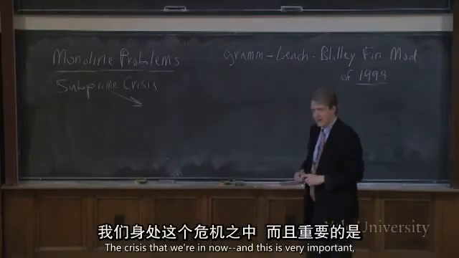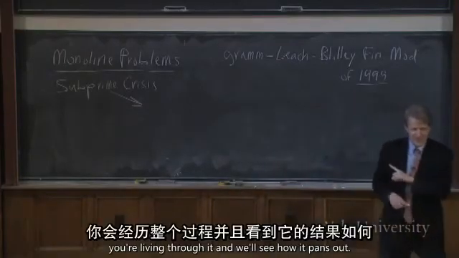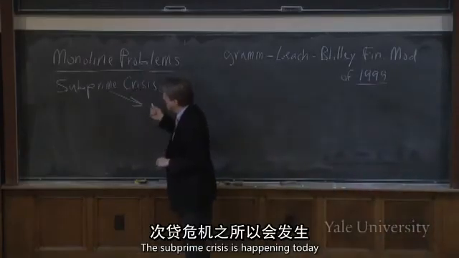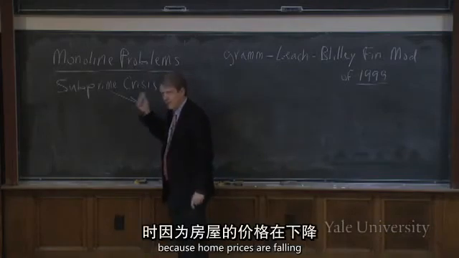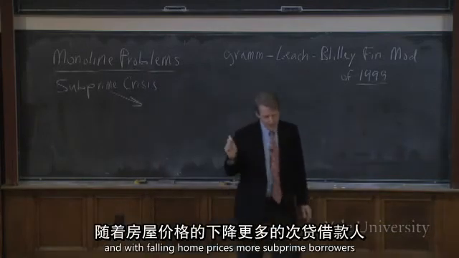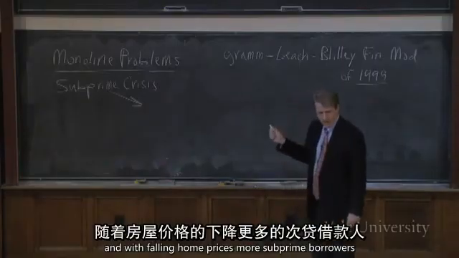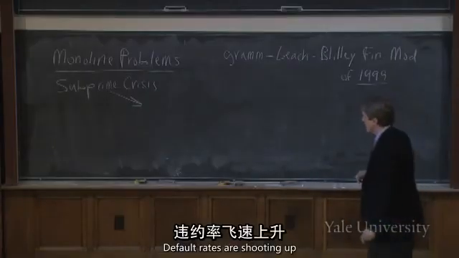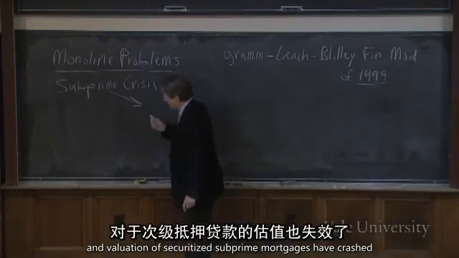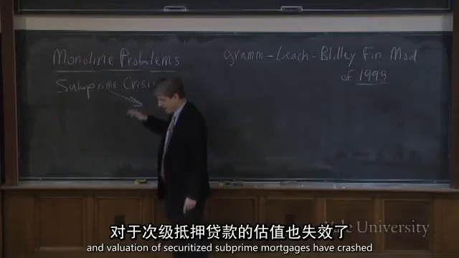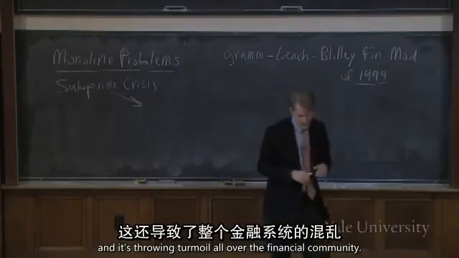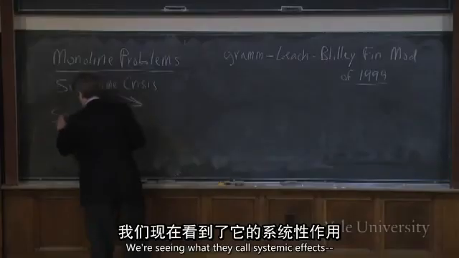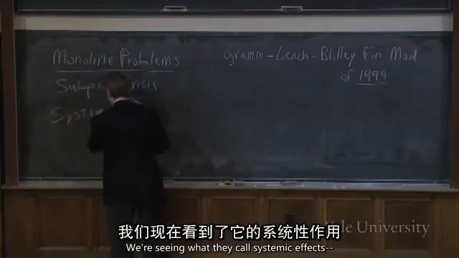So the crisis that we're in now, and this is very important, you're living through it, and we'll see how it pans out. The subprime crisis is happening today because home prices are falling, and with falling home prices, more subprime borrowers are failing to pay their mortgage, and default rates are shooting up, and valuation of securitized subprime mortgages have crashed, and it's throwing turmoil all over the financial community. We're seeing what they call systemic effects.